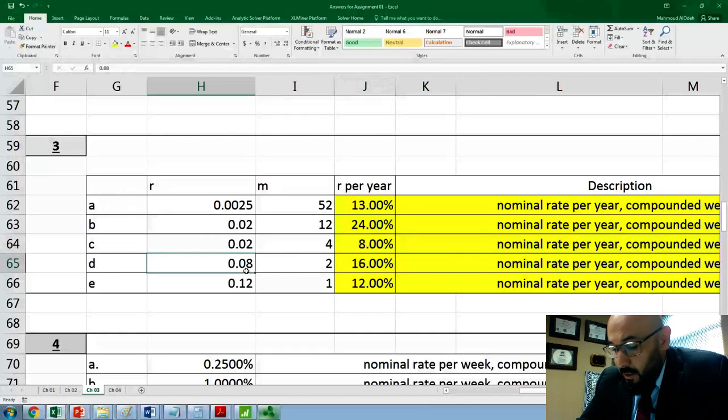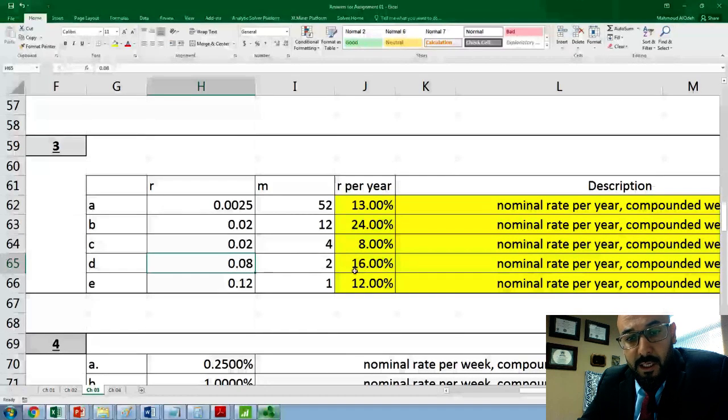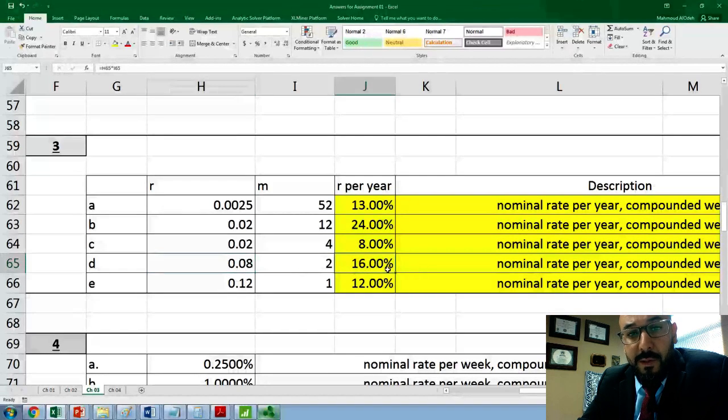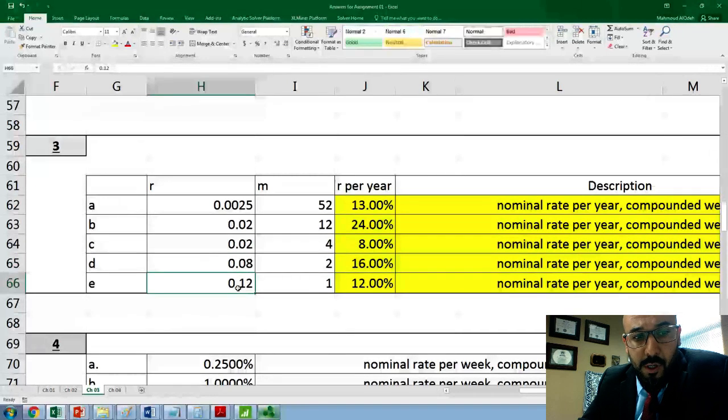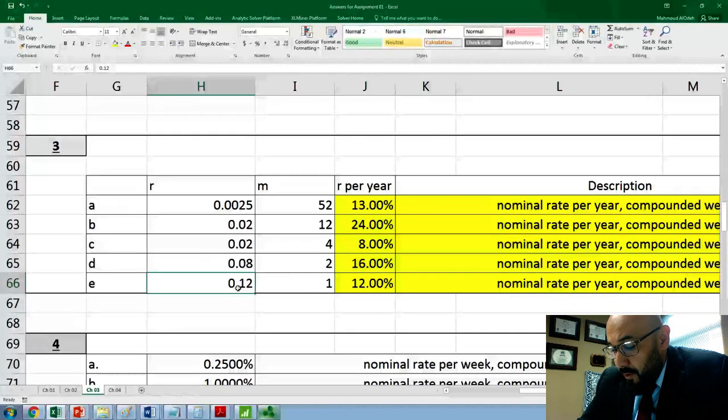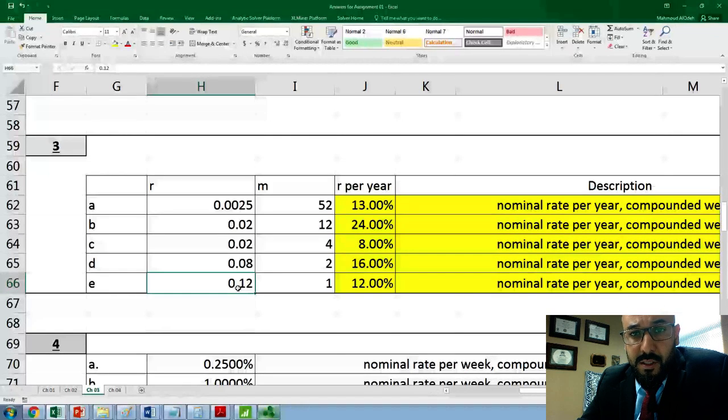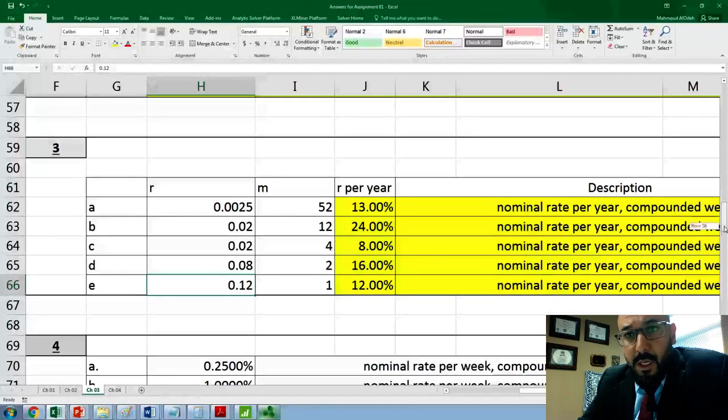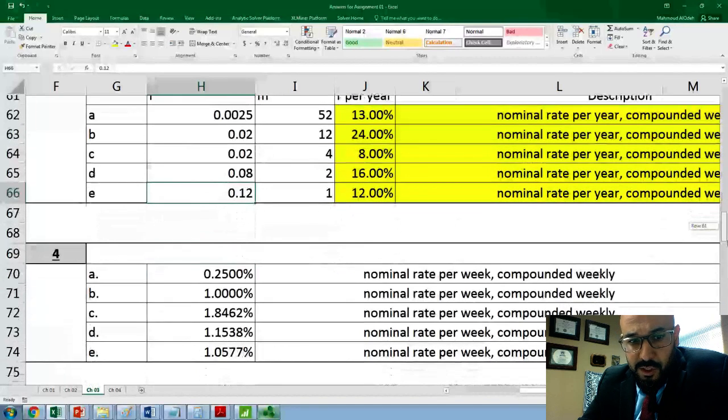Then for part D, 8% semi-annual. We have 2 semi-annual periods in a year. 2 times 8% would give you 16% as the nominal interest rate per year. The last part, E, would be 12% per year, compounded weekly, so it's 12%, there's no need to do anything. Now we're moving into question number 4.